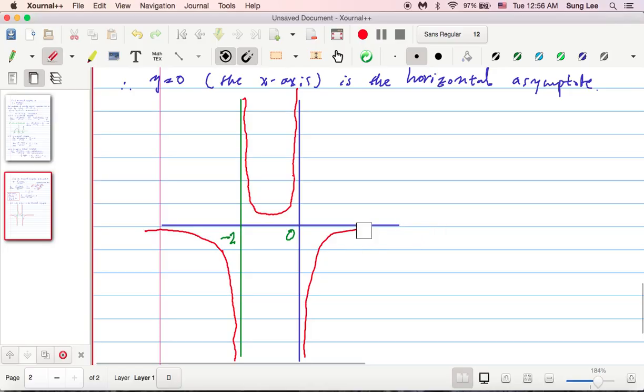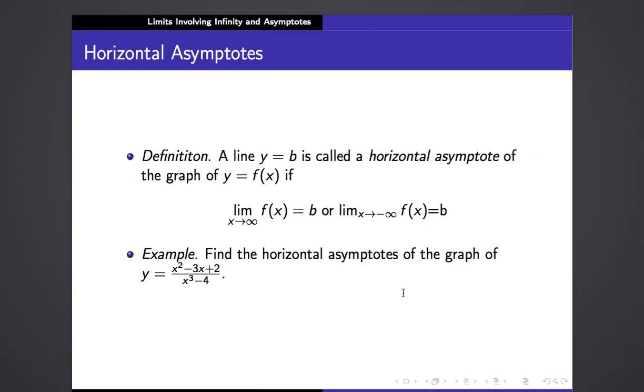Yeah, it gets closer and closer to the x-axis. So that's a very brief sketch of our rational function. Okay, so those pieces of information can be used to at least briefly sketch the graph of a function. All right, so let's get back to my lecture slides.